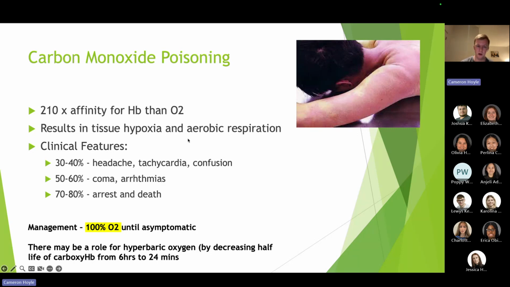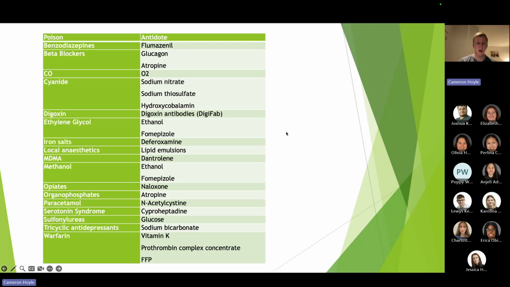The treatment is very simple. You just give them 100% oxygen, high flow, for around 24 hours or until they're asymptomatic. That's the only treatment for it. There was a note that there could be a role for hyperbaric oxygen, which is oxygen given at 3 times atmospheric pressure. I don't know what the evidence base for it is, but I was reading somewhere that it could potentially decrease the half-life of the carboxyhemoglobin from 6 hours to 24 minutes. So potentially it could be very, very useful.